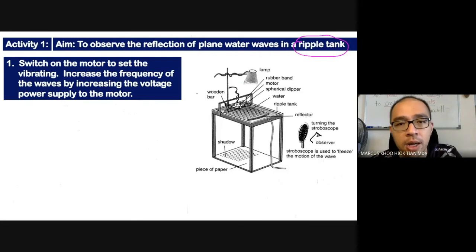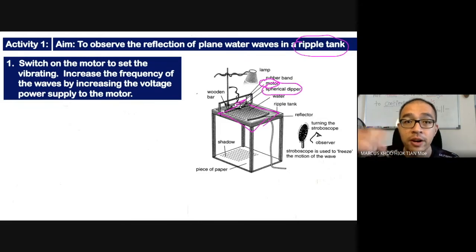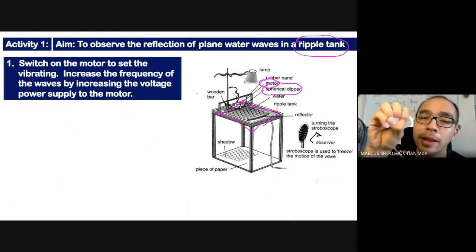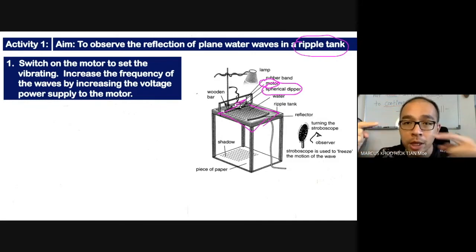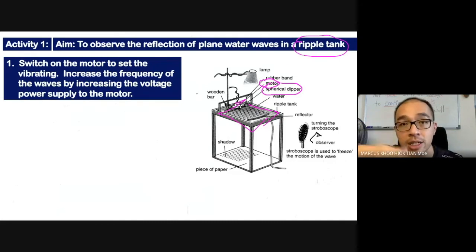Anyway, in our lab, there's this apparatus called the ripple tank, which is a place where we put water. On this water, we put a motor that is connected to a spherical dipper. A spherical dipper is like a ball. Because we connect it to a motor, the ball is going to move up and down, touch the water, and create water waves.